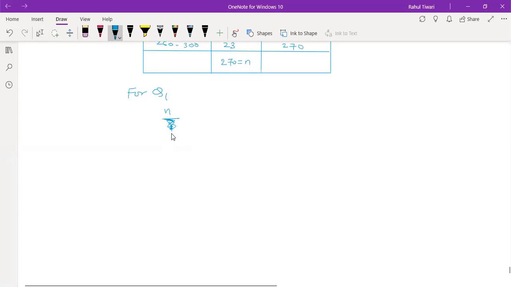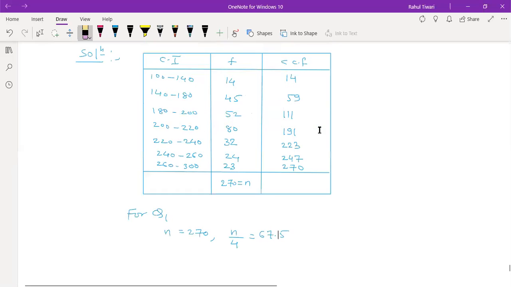So N is equal to 270. So you can find N by 4. How much is it? 67.5, is that right? Your N by 4 is coming to 67.5. And now this 67.5 occurs in which interval? That you have to find out. I think it occurs in this interval.